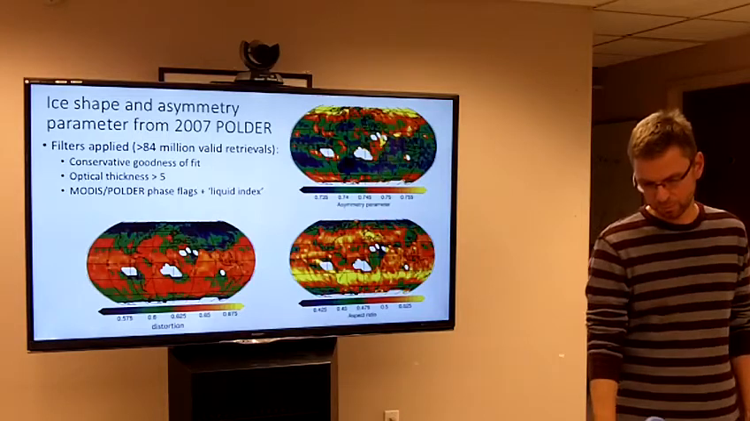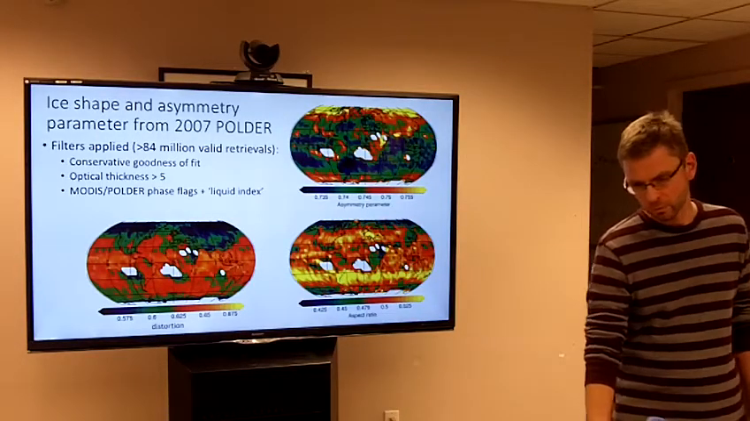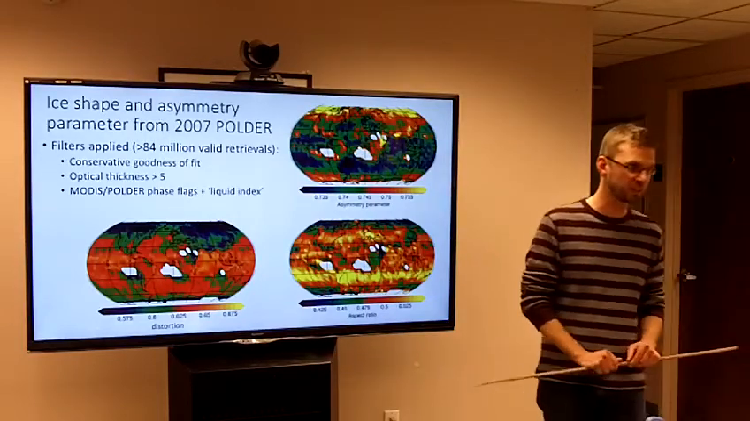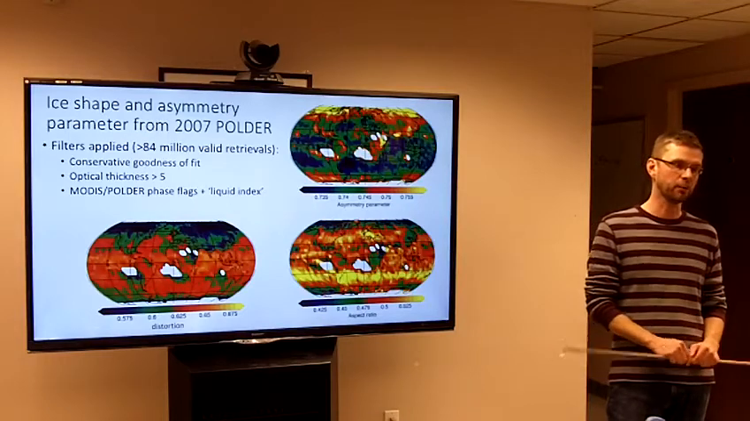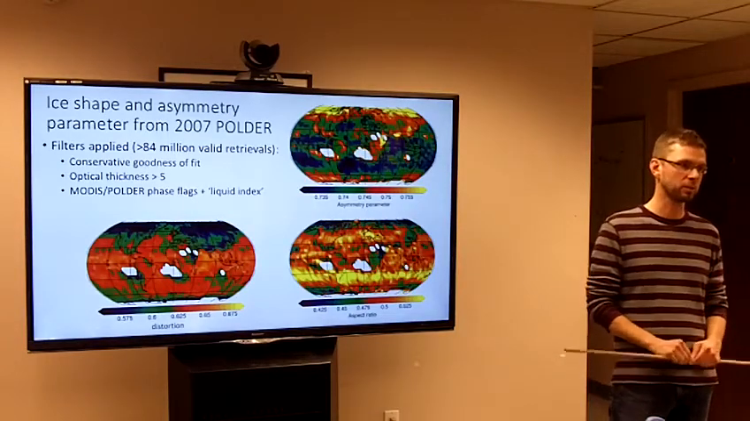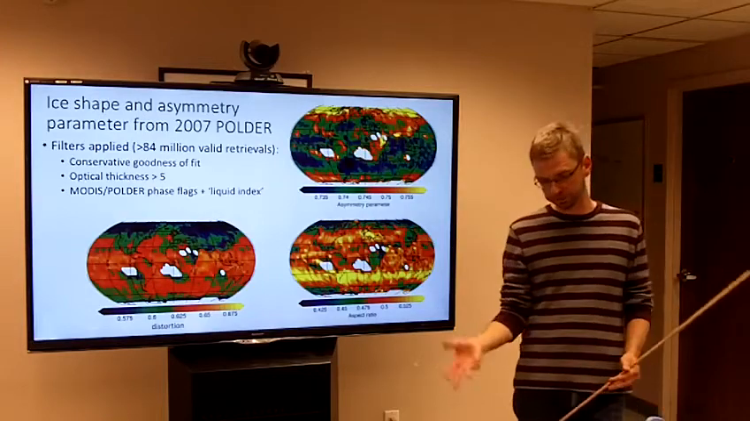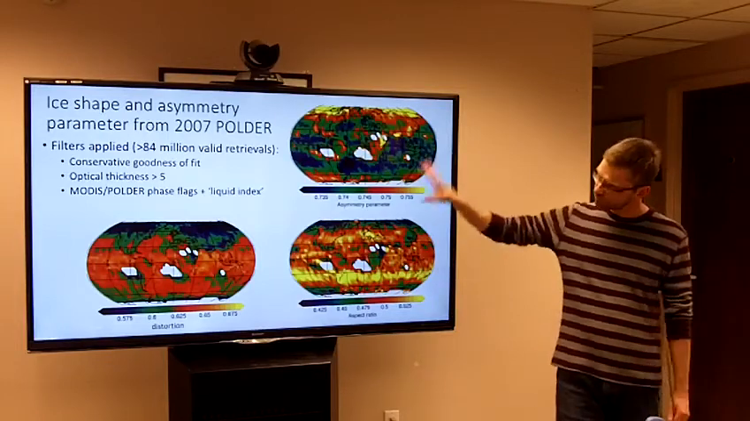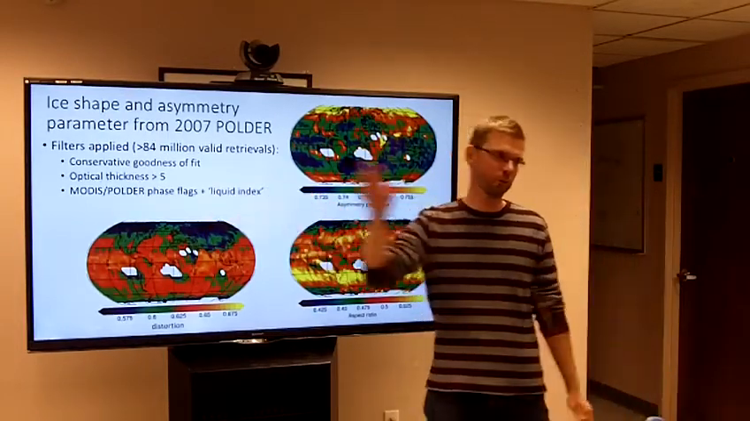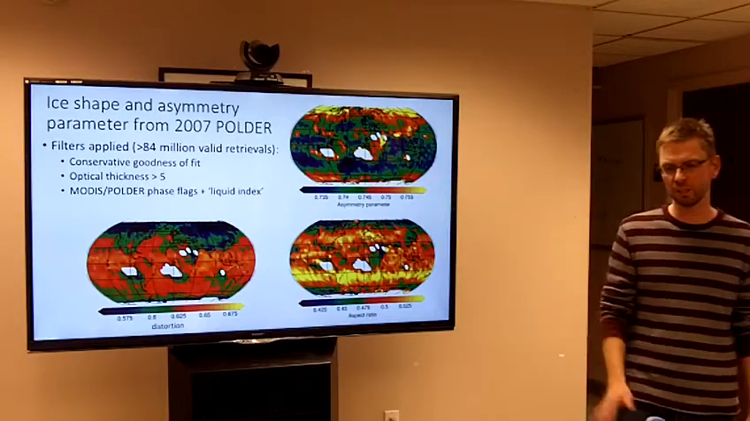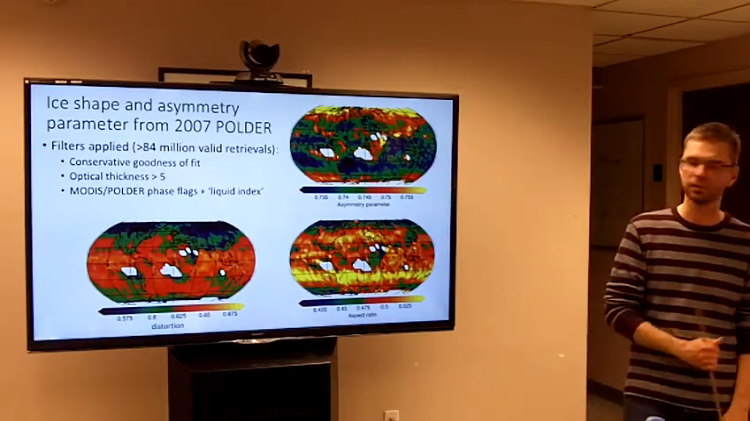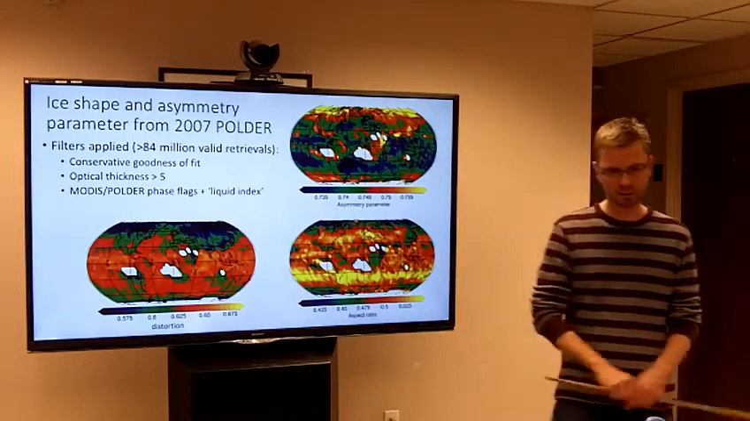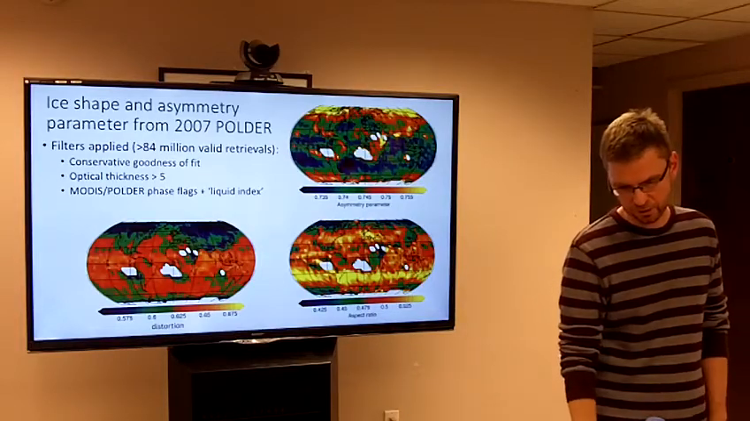Why do you care that tau is greater than 5? Because there are other things scattering, like Rayleigh scattering. The surface also has some influence; on the ocean you have glints. I did retrievals for thinner clouds, but to be safe, I applied this filter. I still end up with quite a lot of retrievals, so a lot of statistics.